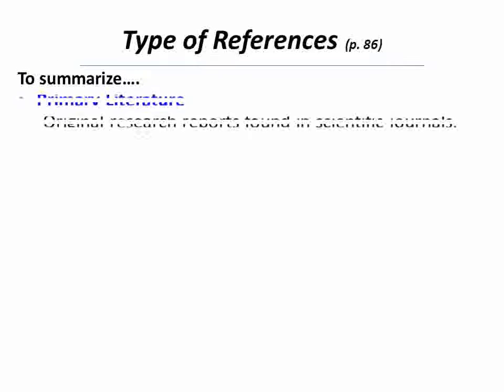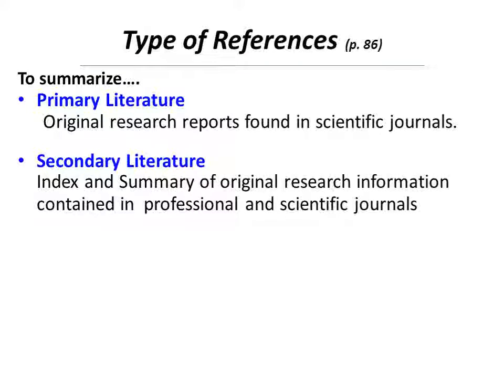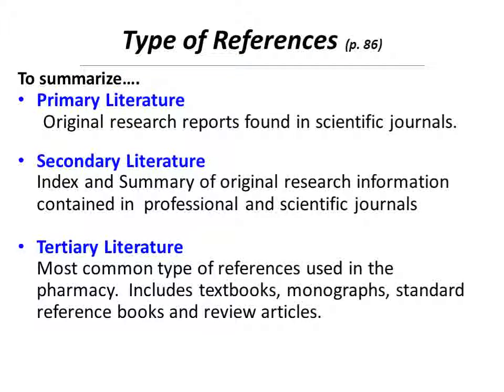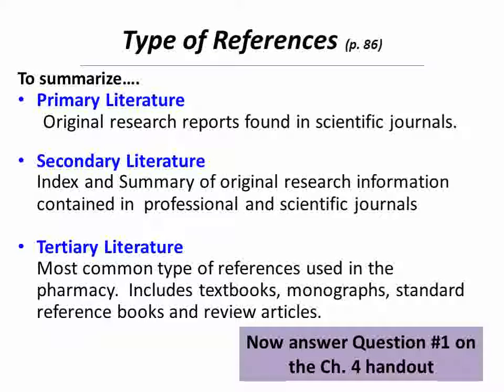So in a nutshell, to summarize, primary literature are the original research reports that you'll find in scientific journals, many of them published directly by the pharmaceutical company that created the drug. Secondary literature will actually summarize that information, make it a little bit easier to understand and access. And tertiary literature is the easiest and most common type of reference that we use in the pharmacy. Now take a moment and answer question number 1 on the Chapter 4 handout that accompanies this lecture.